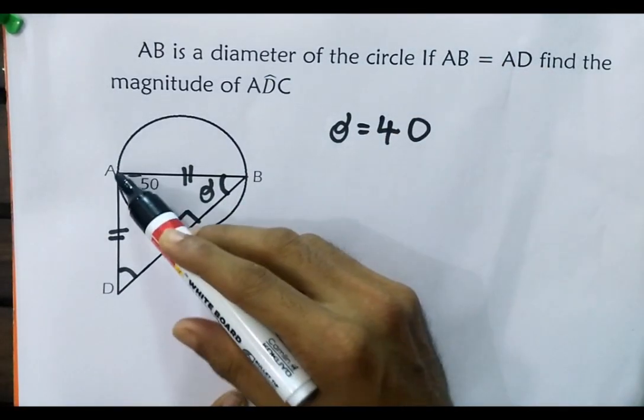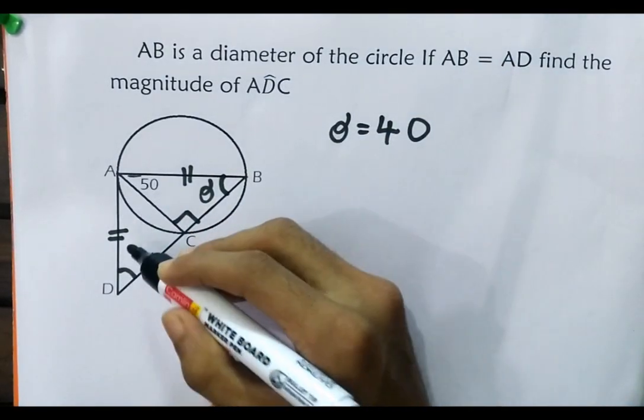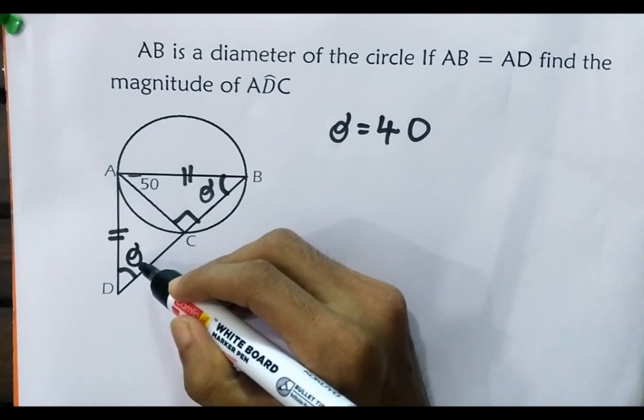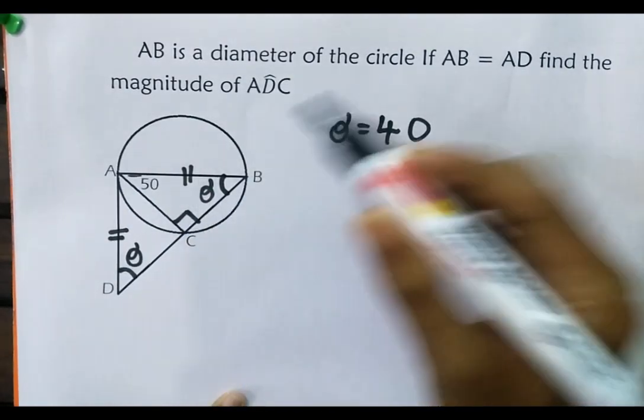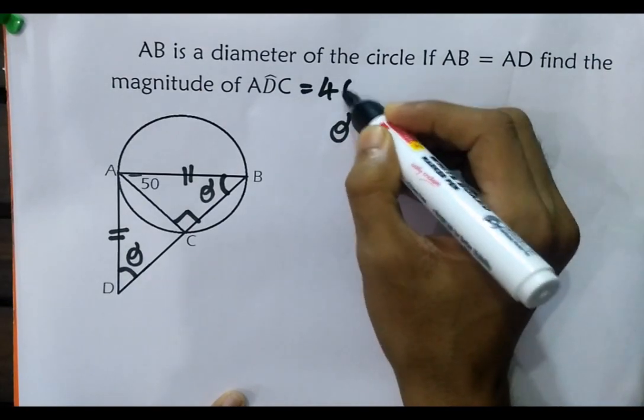So now finally we can find ADC, because both the angles are the same because of the isosceles triangle. So again theta equals how much? 40. That means ADC equals 40. So that is the answer.